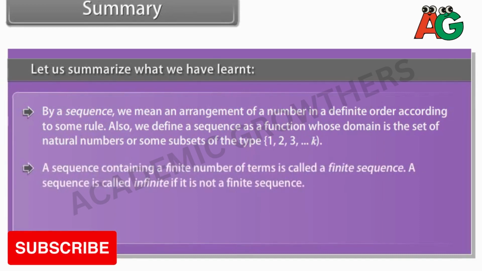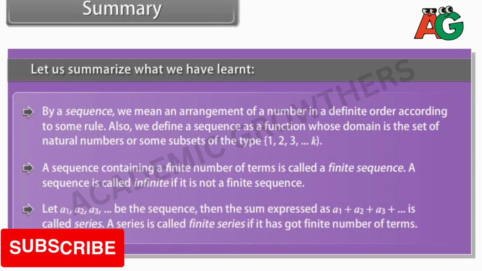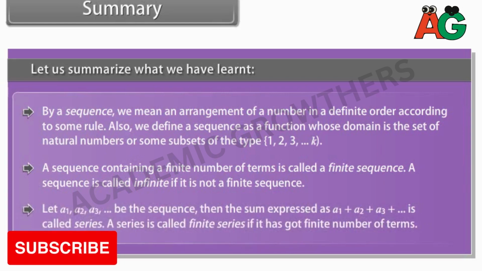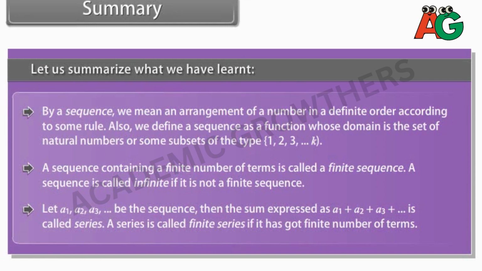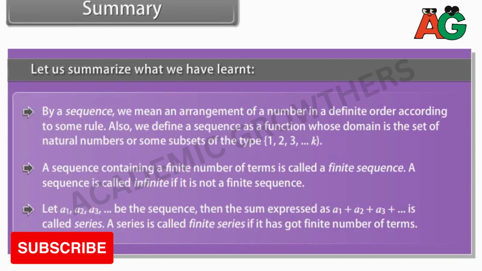A sequence containing a finite number of terms is called a finite sequence. A sequence is called infinite if it is not a finite sequence. Let A1, A2, A3 and so on be a sequence, then the sum expressed as A1 plus A2 plus A3 and so on is called a series. A series is called a finite series if it has a finite number of terms.